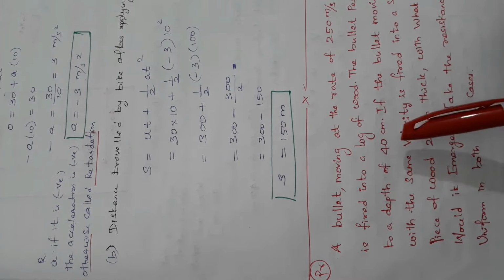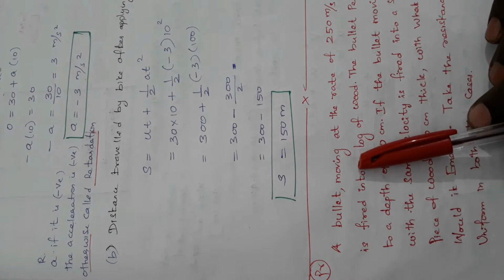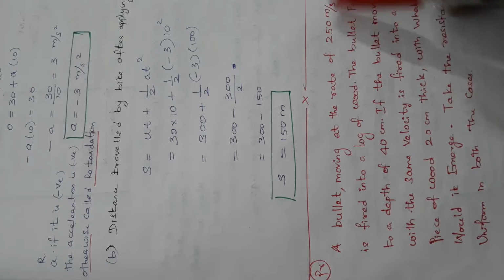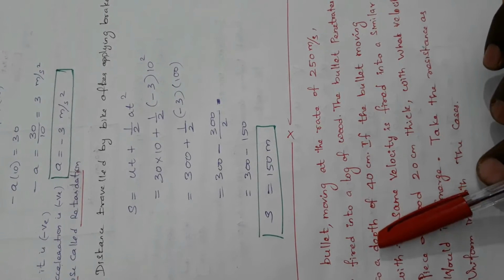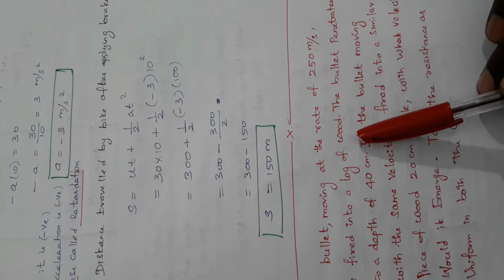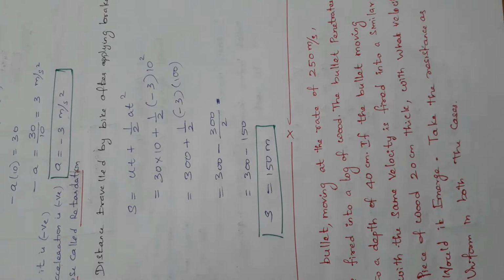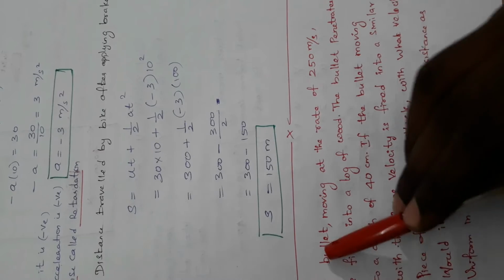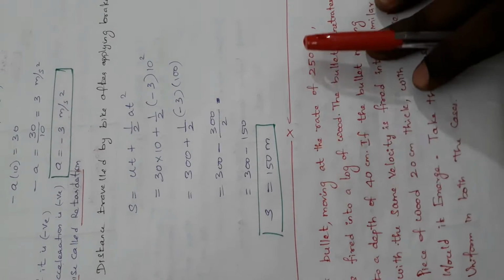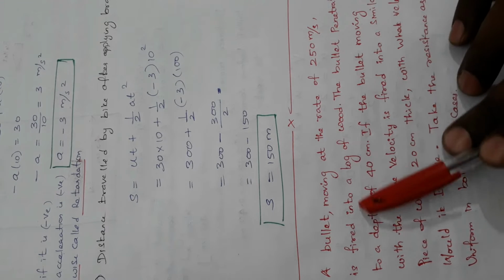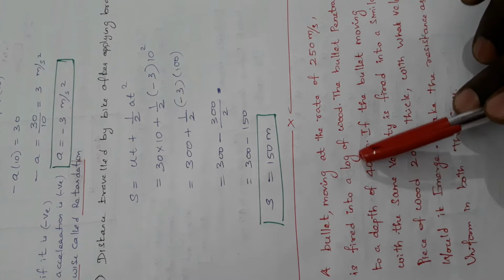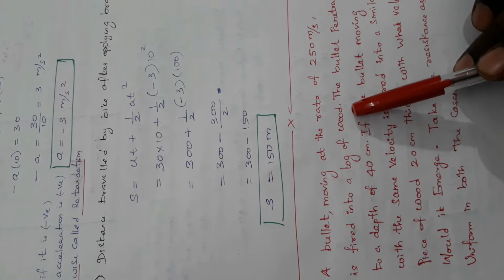Now in this video we will see the next problem. A bullet is moving at the rate of 250 meters per second, and is fired into a log of wood. When we say bullet, it is the bullet that comes from a gun. A bullet moving at the rate of 250 meters per second is fired into a log of wood.